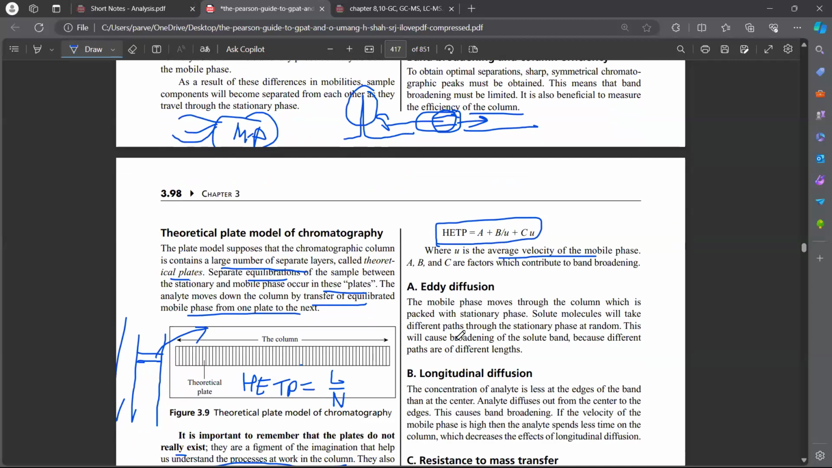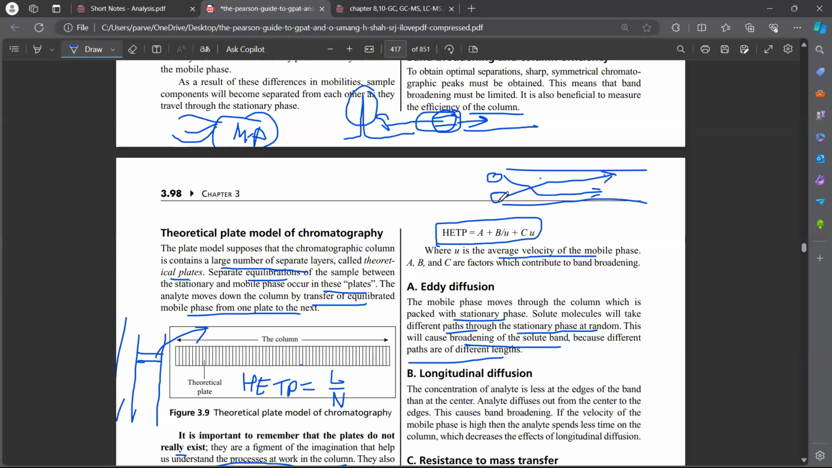So what it states is that the mobile phase moves through the column which is packed with the stationary phase. Solute molecules will always take different paths through the stationary phase at random. This will cause broadening of the solute band because different paths have different lengths. Basically, this is a column packed with the stationary phase, so different solute molecules will follow different paths of movement through it.